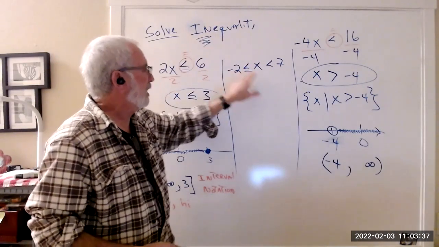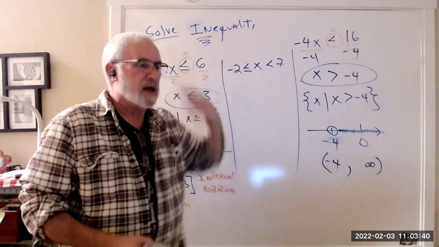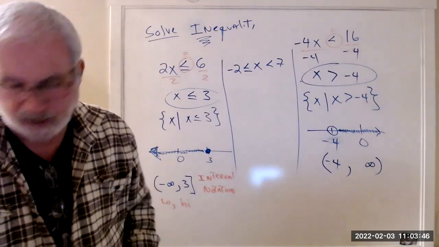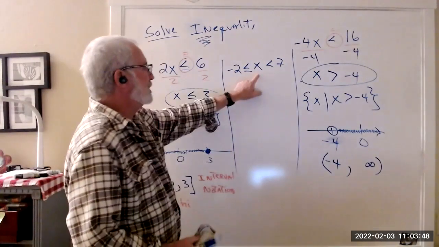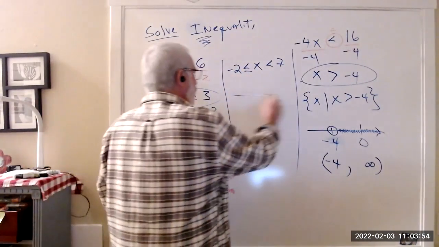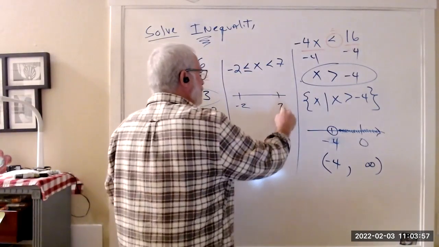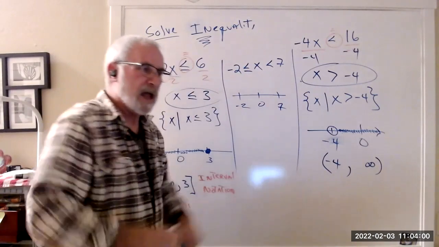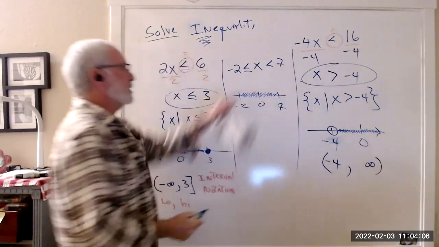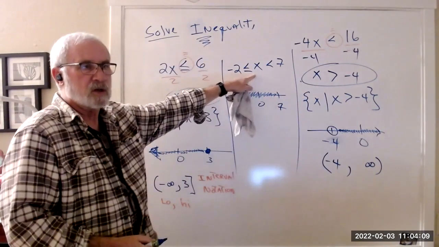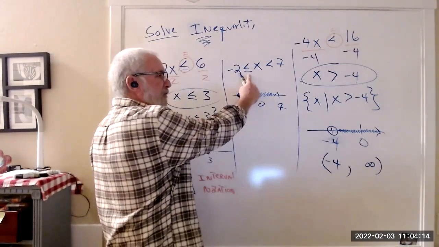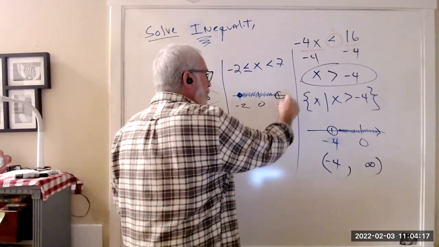-2 is less than or equal to x, which is less than 7. That literally means, oh, I can't use the red one, can I? Okay, that literally means that x is in between the -2 and the 7. So if we looked at this on the graph, we'd have -2, 7, zero here in the middle, and x is everywhere in between. That's what that says. But it can equal the -2 because it's less than or equal to -2, but it can't equal the 7.